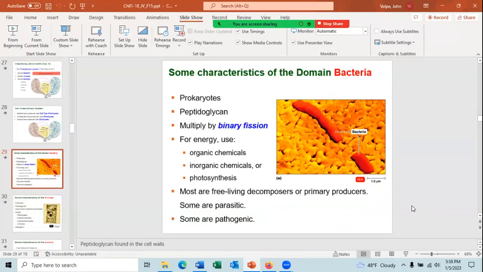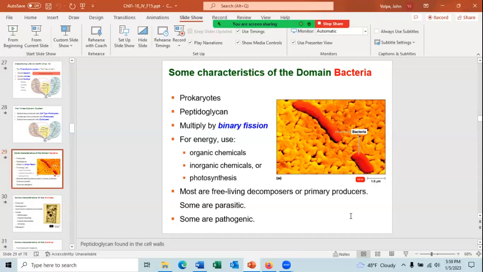All right, let's talk a little bit about the domain bacteria. We already mentioned their cell types are prokaryotes. We find peptidoglycan in the cell wall of the domain bacteria. The cells multiply mainly by binary fission. That's literally the cell divides into 2, and then each half will become a daughter cell.